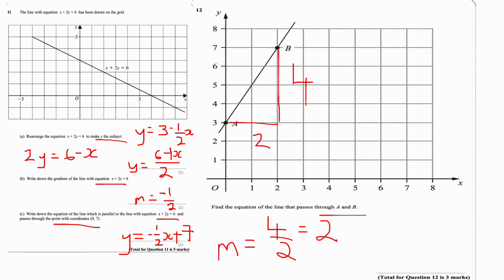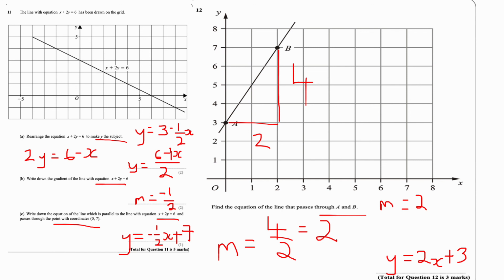Okay, so the gradient is equal to 2 and it passes through the point 3 on the y-axis. So the answer is y is equal to 2x plus 3, because it crosses the y-axis at positive 3. Remember that your plus c from y equals mx plus c is where it intercepts or crosses on the y-axis. Now, sometimes it might not give you that, and it might give a set of coordinates.